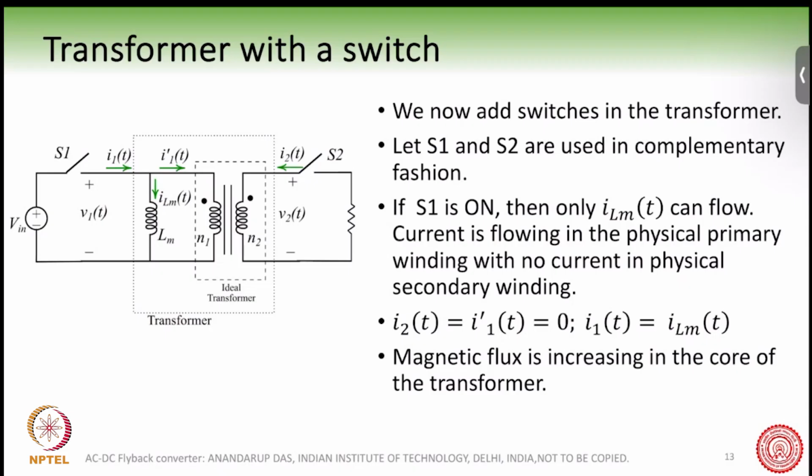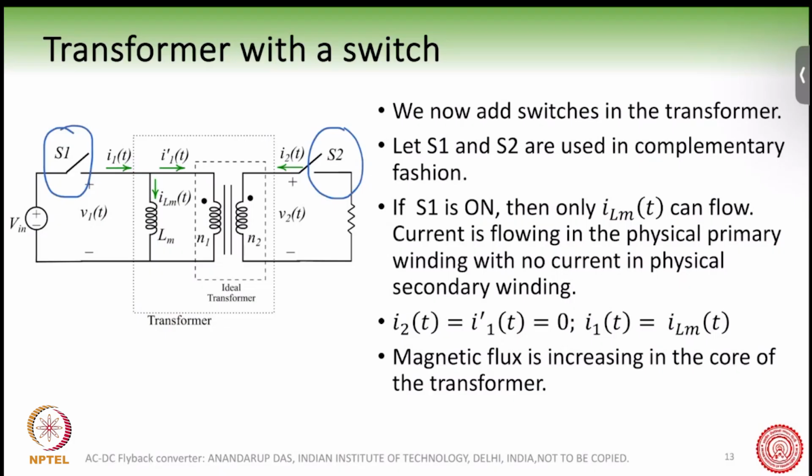Now, let us understand a little bit about what happens when we connect switches on these transformers. Here comes something interesting. Here is where a transformer will start to behave like an inductor, and we'll see how this transformer is going to store the energy in that Lm inductor, which is basically the body or the core of the transformer.